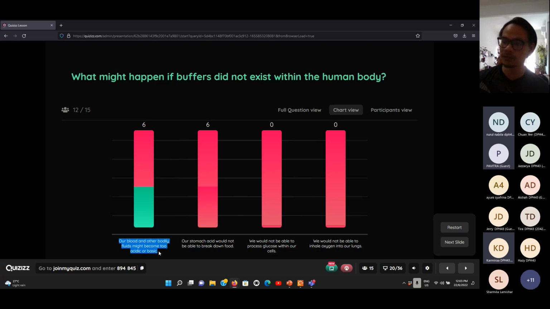They cover all of the aspects. So blood and other bodily fluids, which includes our stomach acid, could become too acidic or too basic. Tapi technically semua ni betul, tapi tak tepat sahaja. Ini jawapan yang paling tepat. Okay, next slide.